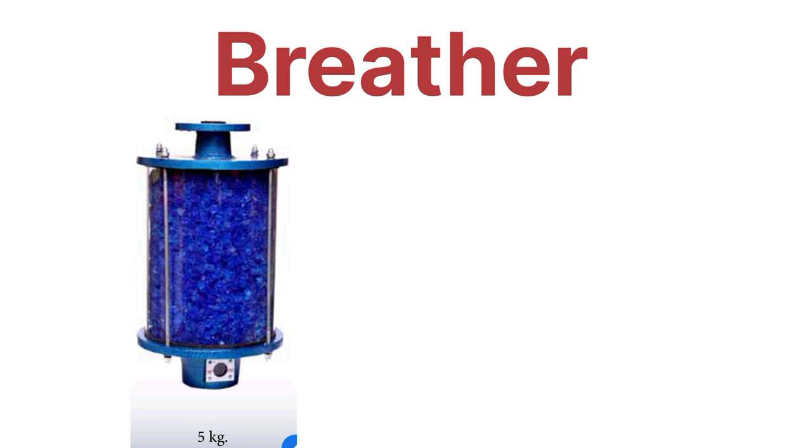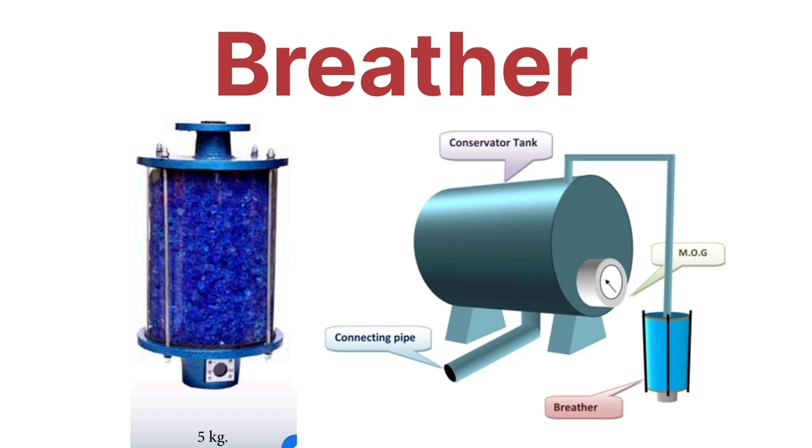What is a breather in a transformer? A breather is an accessory of liquid immersed power transformers, attached to the conservator tank. They serve as the breathing point of the transformer. The breather contains silica gel crystals which have a tremendous capacity of absorbing moisture. So this is generally used to absorb the moisture. It will never allow moisture into the transformer. So that's why we're using the breather.